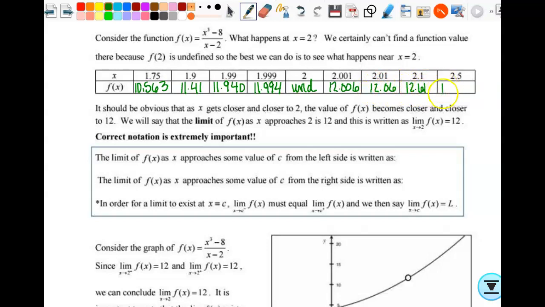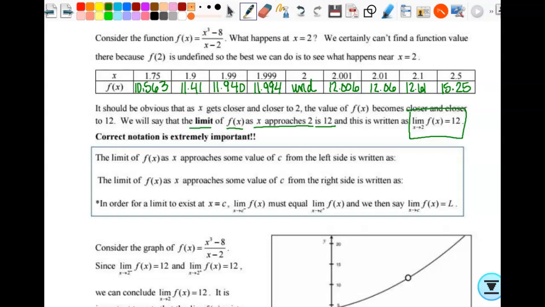12.61, and 15.25. So don't worry, you're not always going to have to write a bunch of stuff out like that. There's going to be a lot of writing in here, but just this one time. The rest of the times, you'll either be given a table or you'll be looking at one digitally somehow. It should be obvious that as x gets closer to 2, the value of f of x becomes closer and closer to 12. We will say that the limit of f of x as x approaches 2 is 12. Those are the words that would come out of your mouth for this. The limit of f of x as x approaches 2 equals 12.